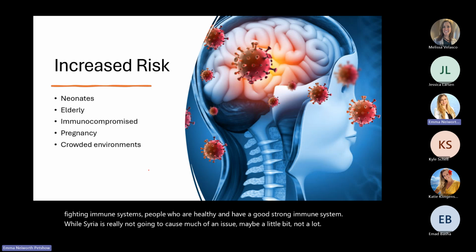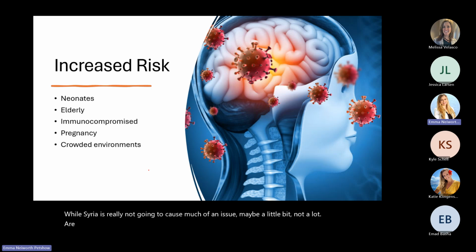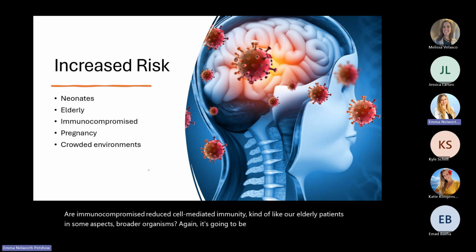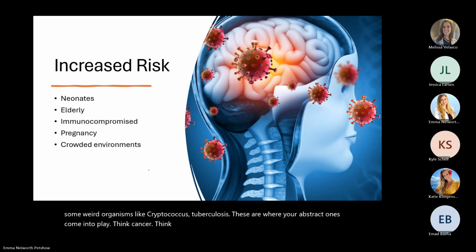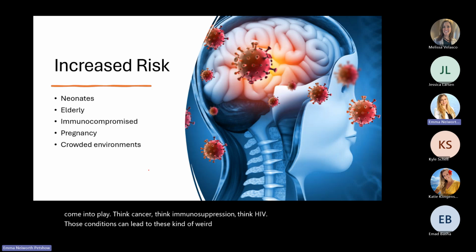Then the immunocompromised, with reduced cell-mediated immunity, kind of like our elderly patients in some aspects. Broader organisms, again, it's going to be listeria. You could see maybe some weird organisms like cryptococcus, tuberculosis. These are where your abstract ones come into play. Think cancer, think immunosuppression, think HIV. Those conditions can lead to these kind of weird, funky meningitis-causing organisms.